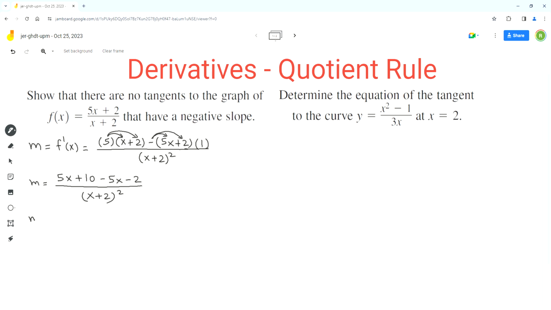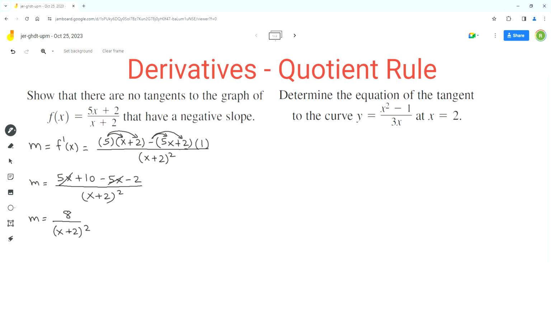Now we can combine like terms in the numerator. So 5x and negative 5x will cancel each other out, and 10 minus 2 can be reduced to 8, over (x plus 2) squared.